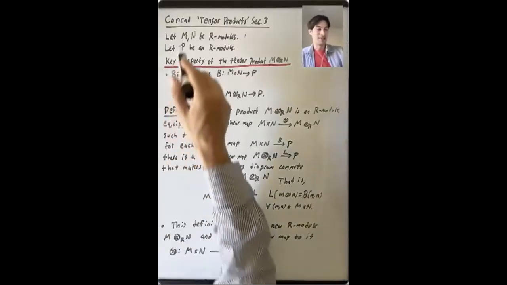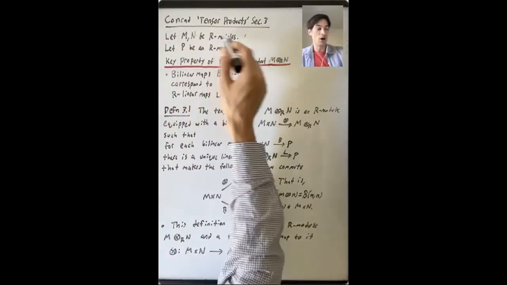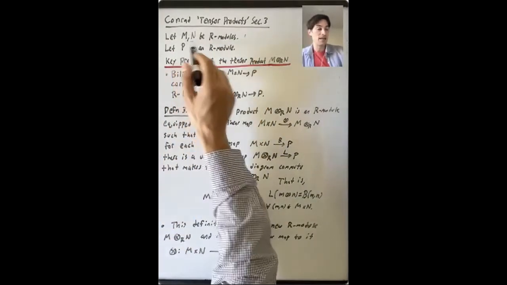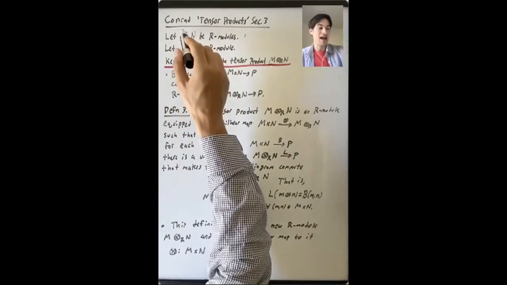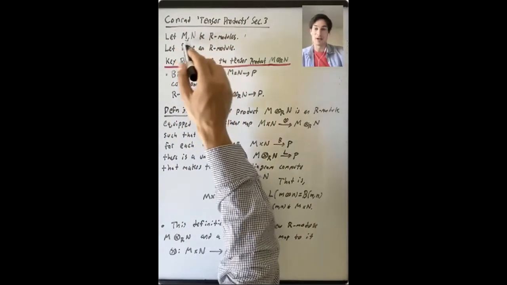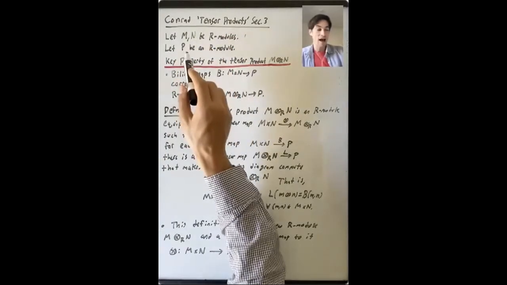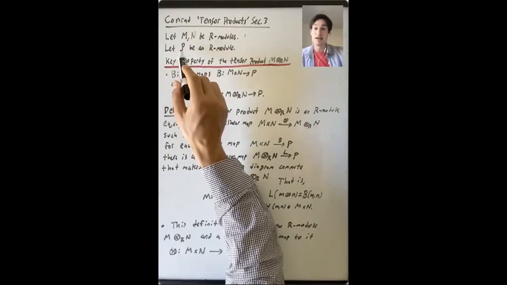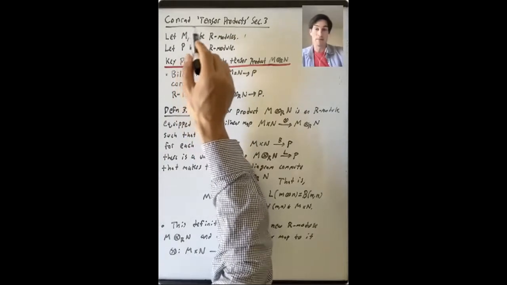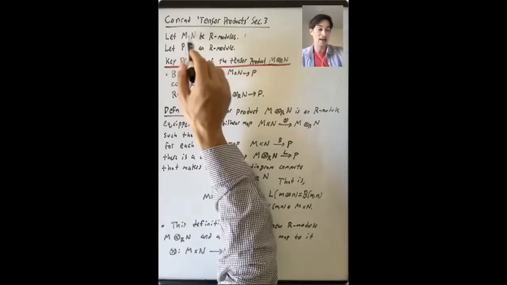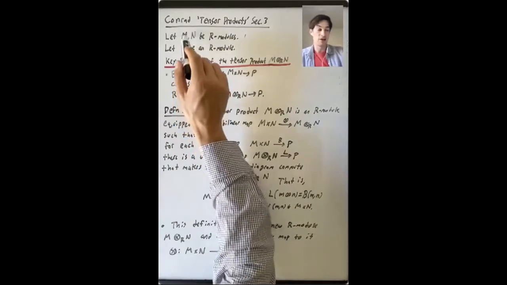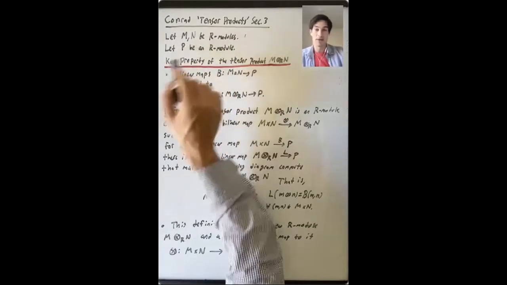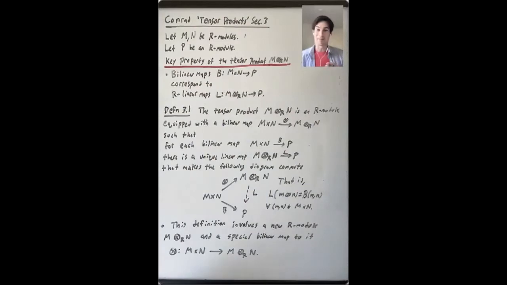Okay, so let's say that M and N are two R modules, and let's say that P is some other R module. Why did I separate these? Because M and N are going to be two R modules, and we're going to take the tensor product of these two, and we're going to think about tensor products in terms of maps from M cross N and also M tensor N to this other R module P. So M and N are getting paired together, and P is just a separate thing.